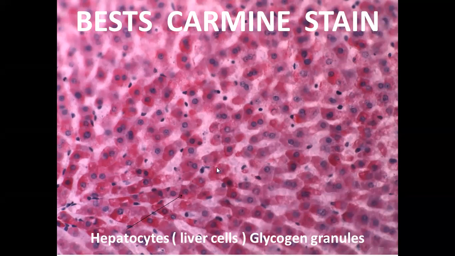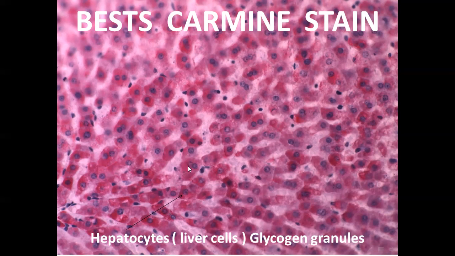Another slide to demonstrate the cytoplasmic inclusion inside the cell. There is the glycogen granule. The glycogen granule occurs inside the hepatocyte, or another name, the liver cell. Some information about the hepatocyte: it has six sides, a hexagonal shape.